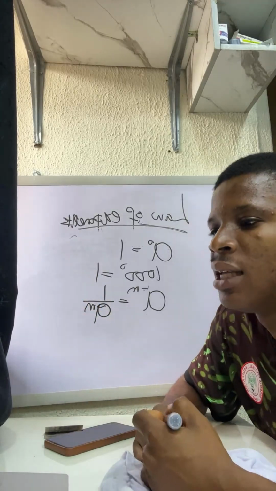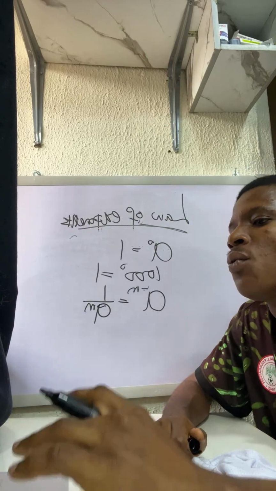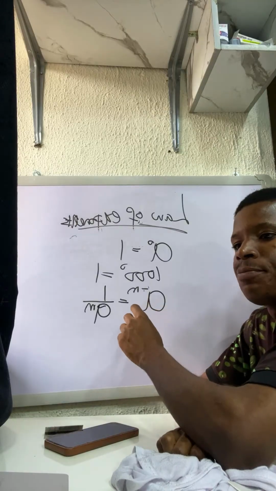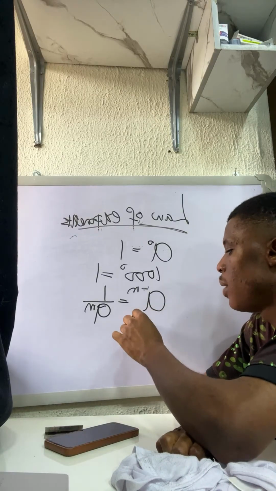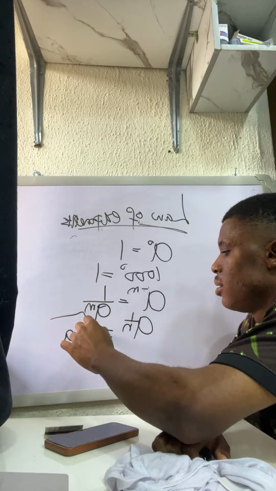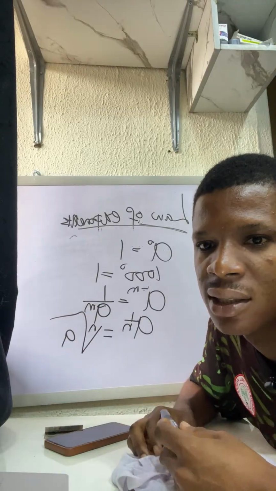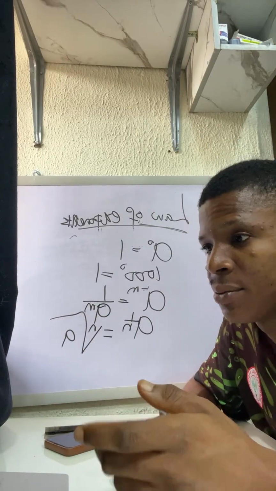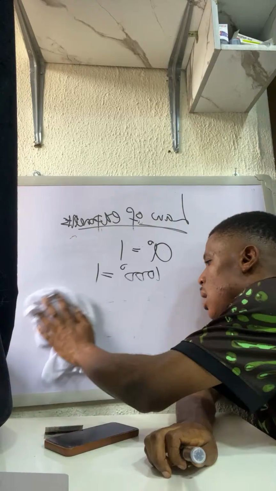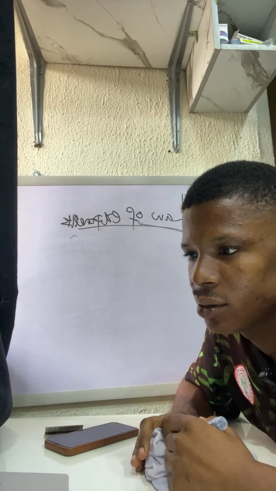Then again, the sixth rule we'll be looking at is very simple, where a to the power of 1 over n is just the nth root of a. And those are the rules of exponents. So let's try to take a lot of practical examples regarding this.